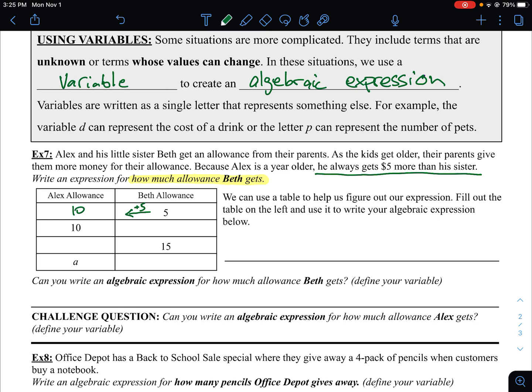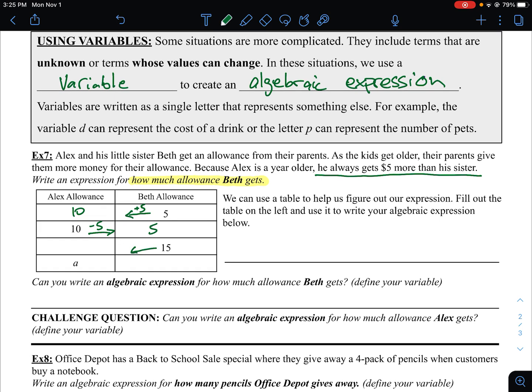Now right here, Alex has $10. If Alex has $10, we can figure out how much his sister has, because his sister always has $5 less. So you can just say, hey, minus 5, and 10 minus 5 is 5. What if Beth's allowance, though, is 15? Well, what would Alex's allowance be? Well, remember, he always gets $5 more because he's older. So his allowance is going to be $5 more, which means if Beth has 15, Alex has 20.